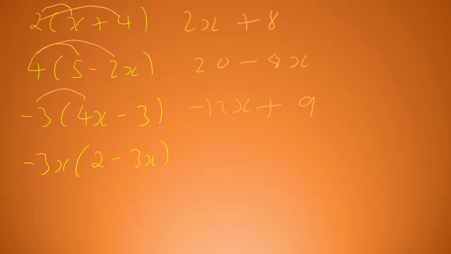The next one, 3 times 2 is 6, but it's a negative 6x, so negative 6x, and a negative times a negative is a positive, and 3 times 3 is 9, and don't forget x times x is x squared. So that just gives us a basic understanding, and obviously this is work that you should have covered before anyway. Okay, moving on.